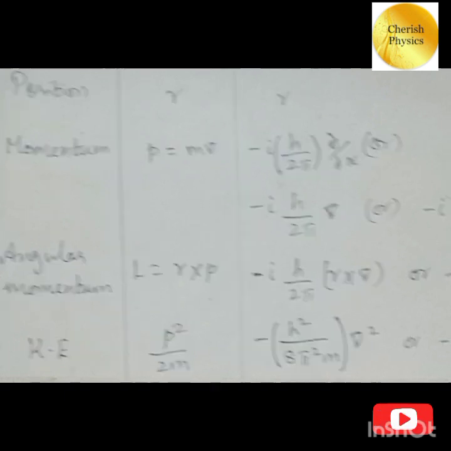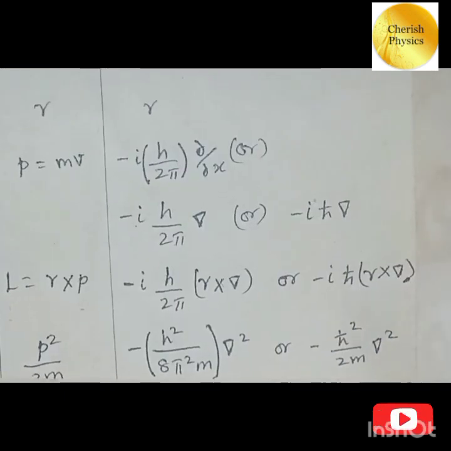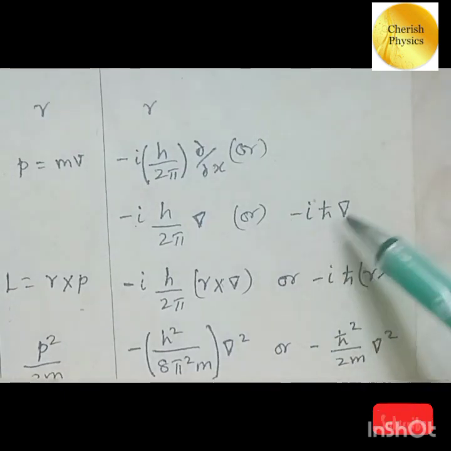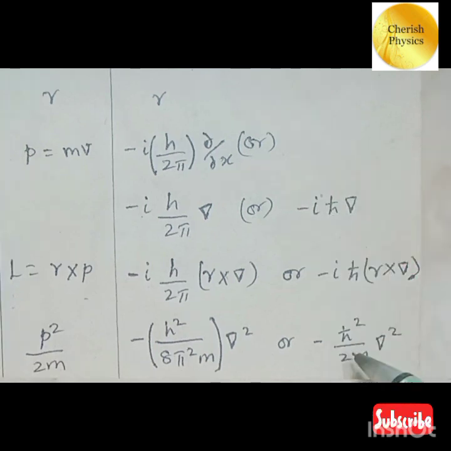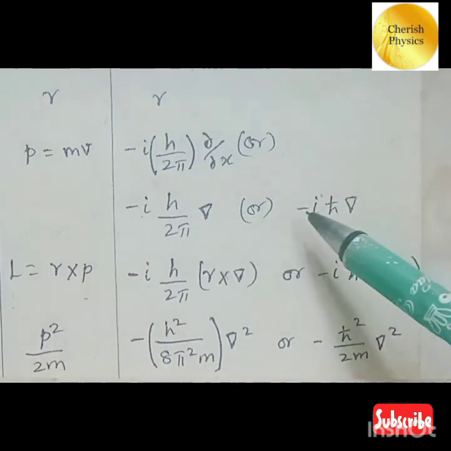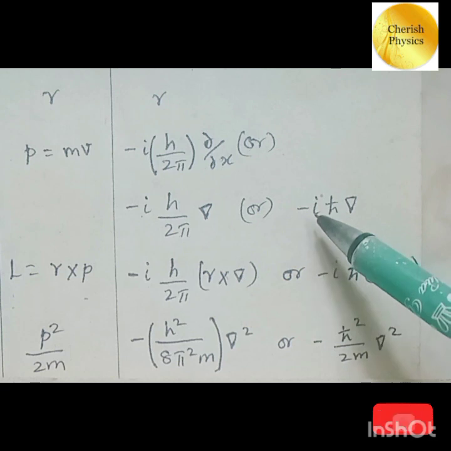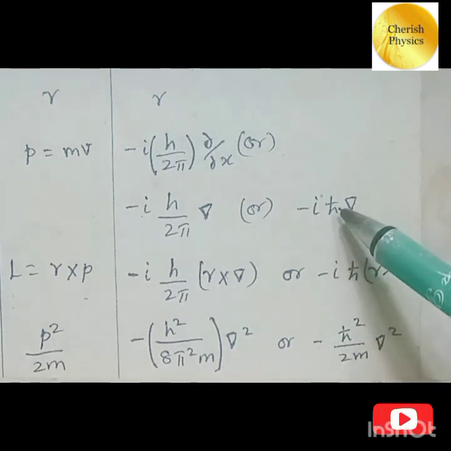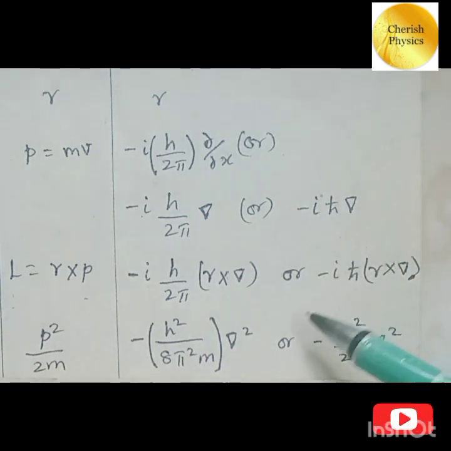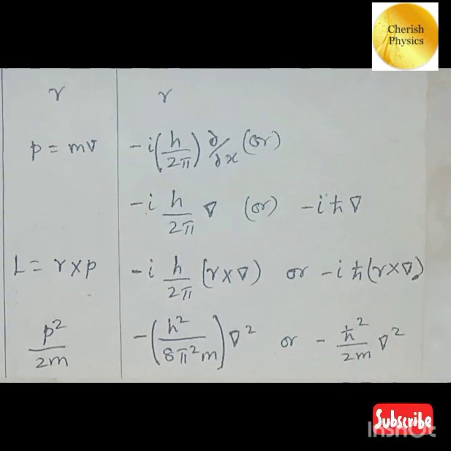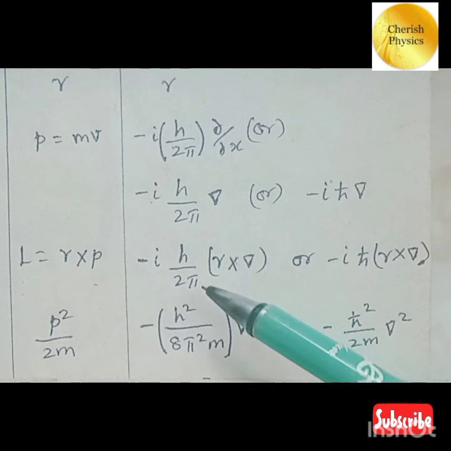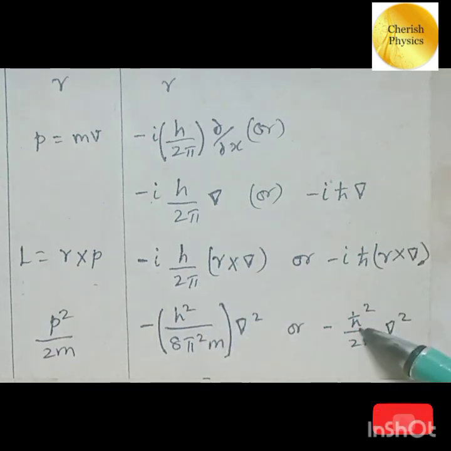In simple form, we can write it as, with the help of this equation, keep 1 by 2m. This term means minus into minus is plus, and i squared is minus 1, so minus h cross squared del squared. So the value is minus h cross squared by 2m into del squared. We have written the quantum operator in terms of h and also in terms of h cross.